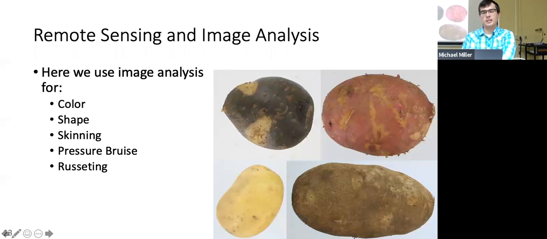So the traits that we will specifically be looking at for this project are color, shape, skinning, bruise, and russeting. Color and shape, I feel like, are pretty self-explanatory. Skinning, we can see in this potato here, you can see the red skin, and then the yellow flesh is the area that is skinned. This is not ideal, and it can also be an entry for disease, and that potato will not last as long in storage. And then pressure bruise and russeting, I'm going to get into a little bit more.